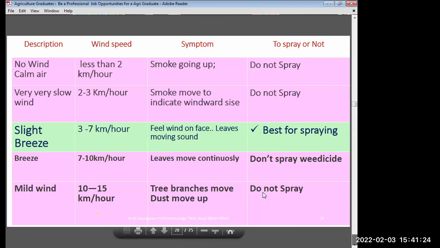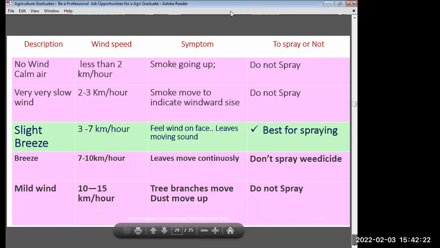We must spray a chemical when there is a slight breeze. We are able to feel the wind on your chin, on your face, and we are able to see the leaves just moving, making sound. The leaf should not make a heavy sound, or the tree branches should not move likewise. Besides, we should not spray when the smoke is just going upwards. The smoke should move parallel to the ground, not 90 degrees to the ground. So we must spray when there is slight wind, which is best.